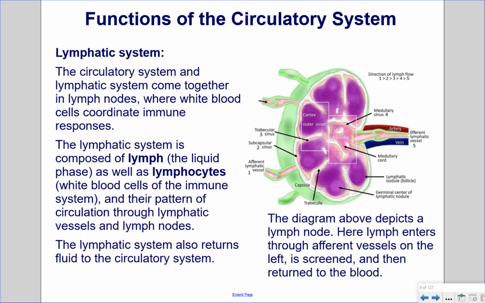The lymphatic system also returns fluid to the circulatory system. The diagram above depicts a lymph node. Here, lymph enters through the afferent vessels, which are these. The lymph enters through these, and then it's screened and returned to the blood.